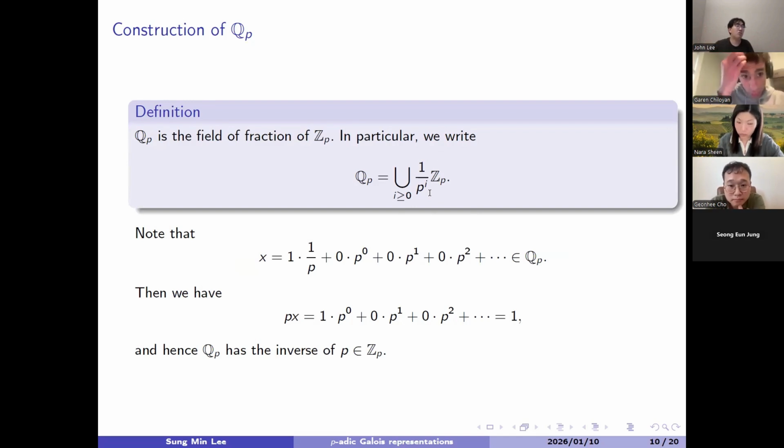So now what does 1 over p represent here? Again, I can write it down as an infinite series, and we can expect that 1 over p in this element should be 1 times 1 over p, and all the rest of the terms should be 0. So that if I multiply p to this one, it'll be 1 times p, 0 times p to the 1, 0 times p to the 2, and it'll be 1. So now it has an inverse of p, so Qp is a field.